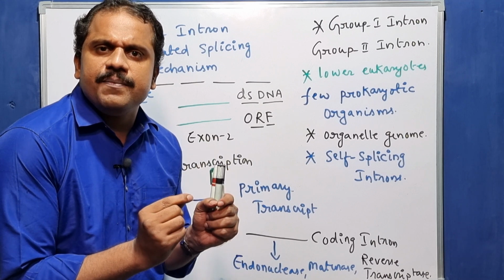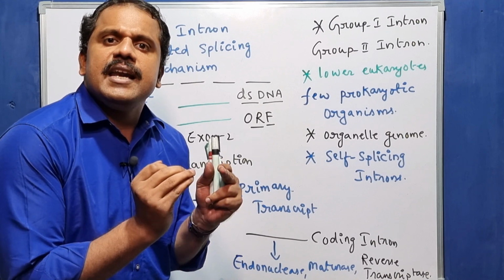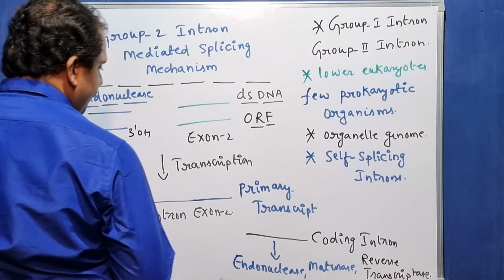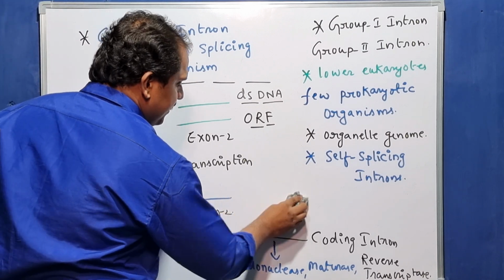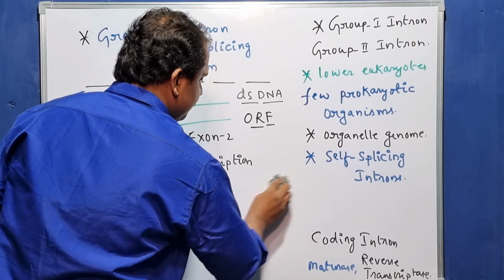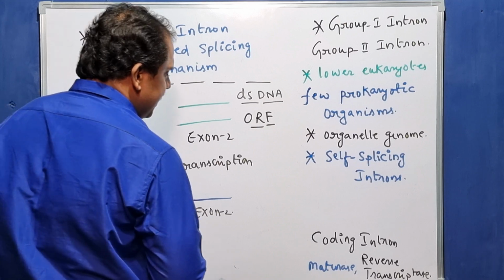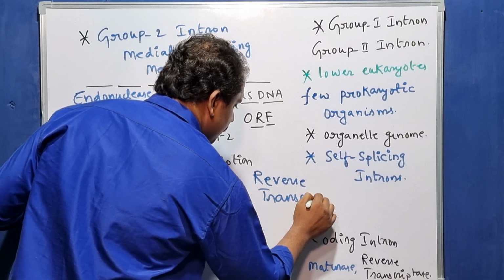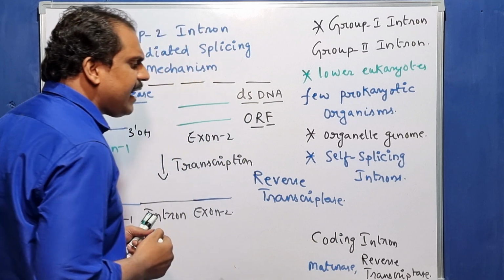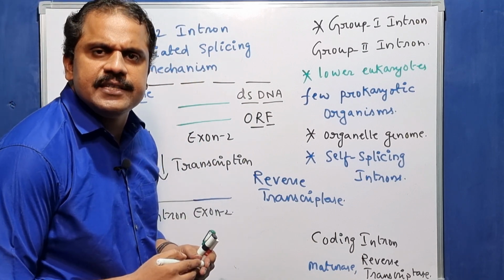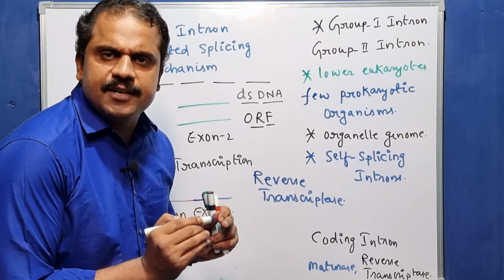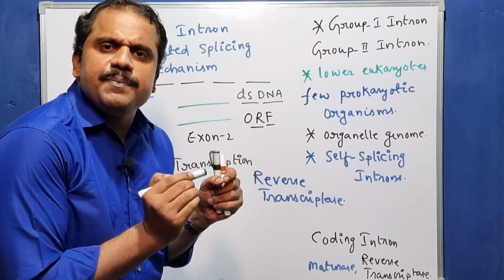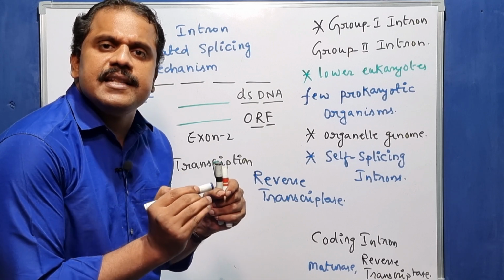So once the free 3' hydroxyl group is exposed, one more enzyme comes into the picture, and the specific enzyme is nothing but what? Reverse transcriptase. Is it clear? Reverse transcriptase. So let me write it here. Reverse transcriptase. As we all know, reverse transcriptase is the enzyme which is responsible for organizing the reverse transcription, right? By taking the advantage of the RNA which has been synthesized during the transcription mechanism, the reverse transcriptase enzyme is capable to organize the reverse transcription mechanism.